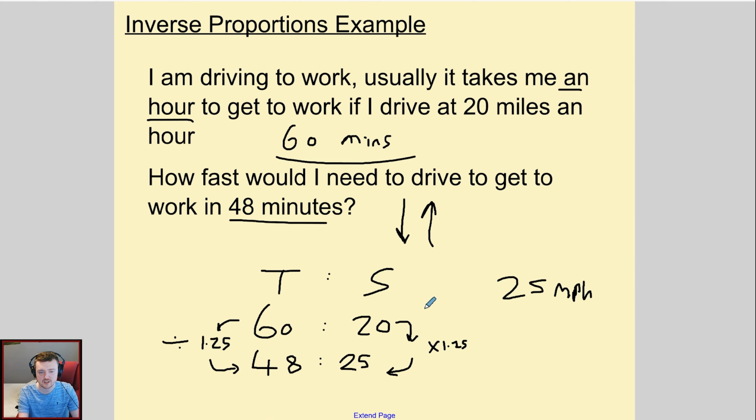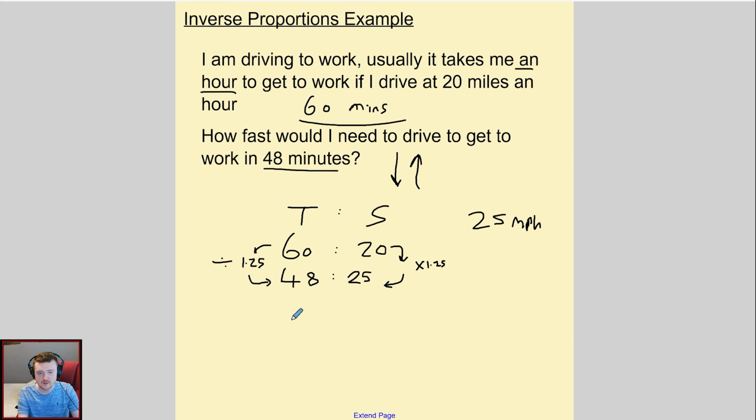That's generally how it works. There is another way of doing this, if you want another way. The second way of doing this, and this works for every single question just the same, is to take the time it took multiplied by the amount of speed we went: 60 times 20 is 1,200.